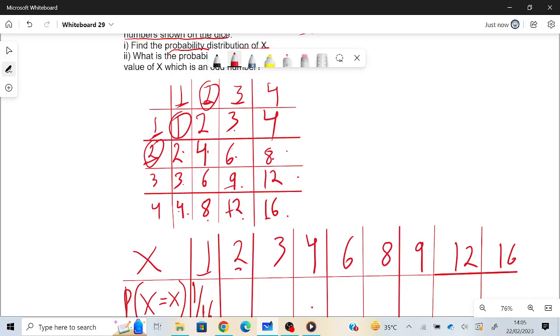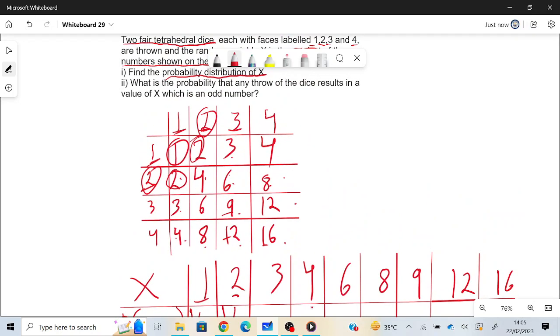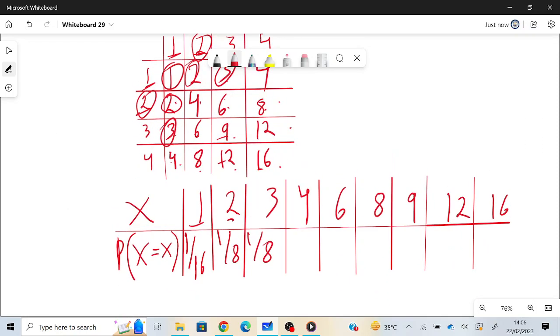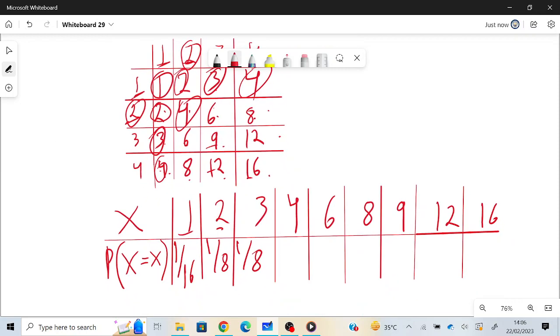For 2 now, I can see 2 twice. I can see a 2 here, and I can see a 2 here. So that's 2 over 16, and 2 over 16 is the same as 1 over 8. For 3, I can see a 3 here, and I can see a 3 here. So that's 2 over 16 again, which is the same as 1 over 8. For 4, I can see a 4 here, I can see a 4 here, and I can see a 4 here. That's 3 over 16.